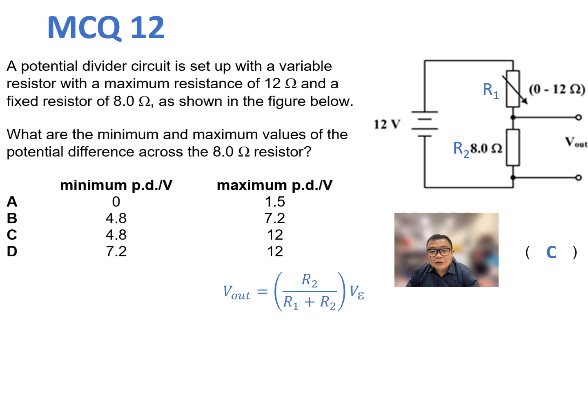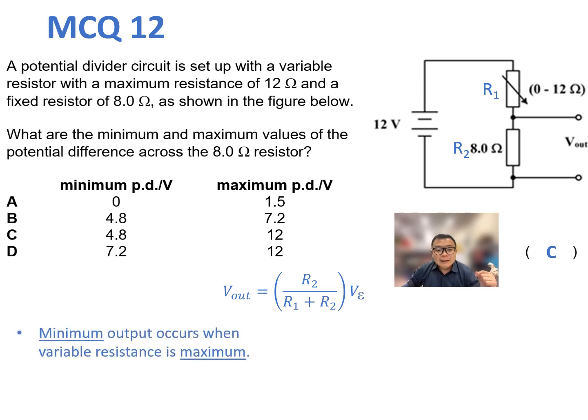And let's just label the two resistances as R1 and R2 and remember how to use our potential divider equation. Now, this next step is critical. The minimum voltage output occurs when R1 has a very high resistance. How do we arrive at this conclusion?